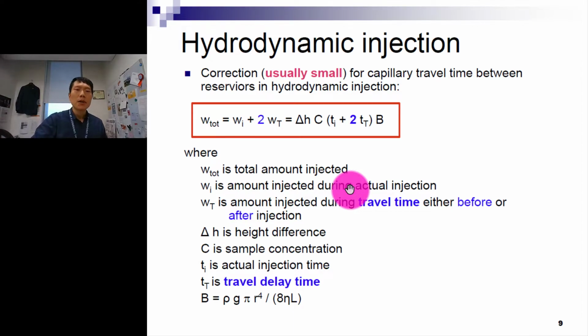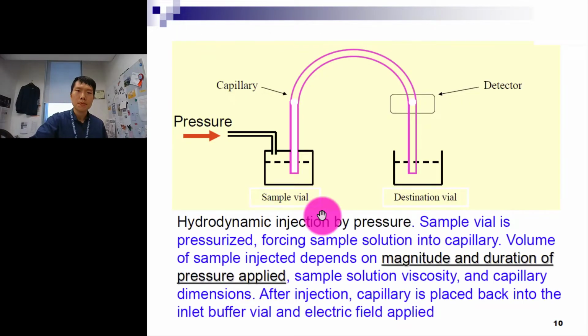Next, we have to do a small correction for capillary travel time between the reservoir, right? Because this takes time to withdraw it to the other side. So this is the formula to look at what is the small correction involved. Normally it arises from some travel delay time because we need time for them to transport and siphon out the capillary. Take note that the Wt is the amount of the sample injected during the travel time before and after injection.